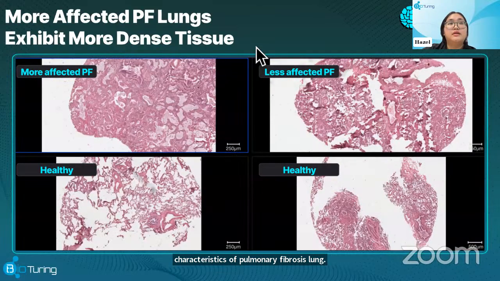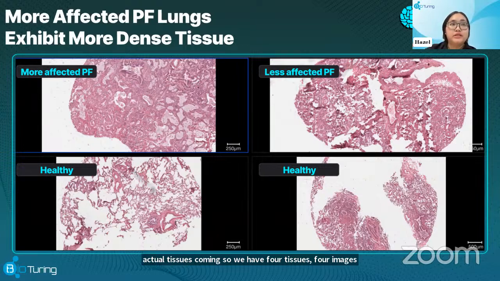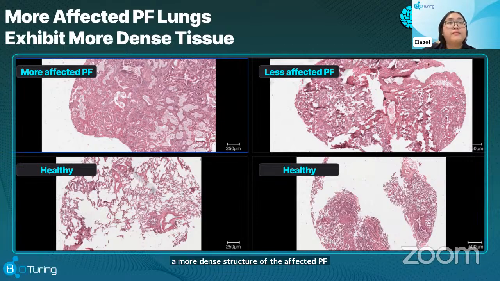Okay. So first of all, this is the actual tissues coming. We have four images coming from three groups: the more affected PF patient region, the less affected PF region, and the healthy controls. In the first slide, I can clearly see a more dense structure of the affected PF compared to the healthy control, right?